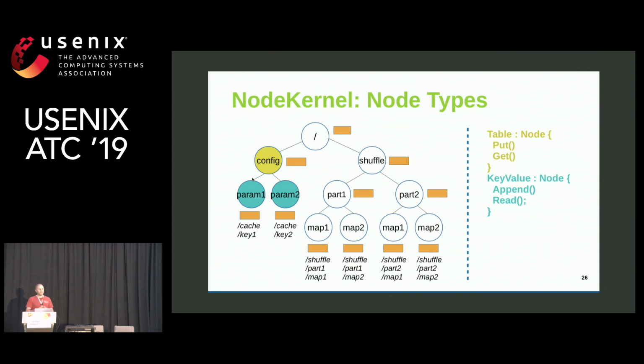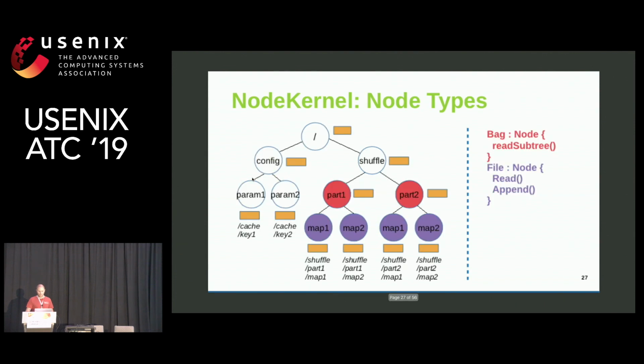There is also a table and a key value node abstraction. A table has put-get operations to insert a new key value node into the system or to atomically replace an already existing key value node. And those table abstractions are helpful to organize or to store data that has regular updates.